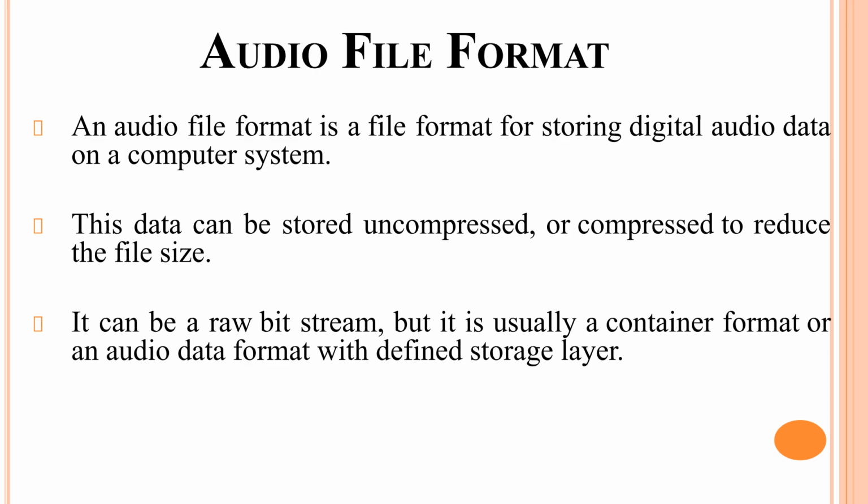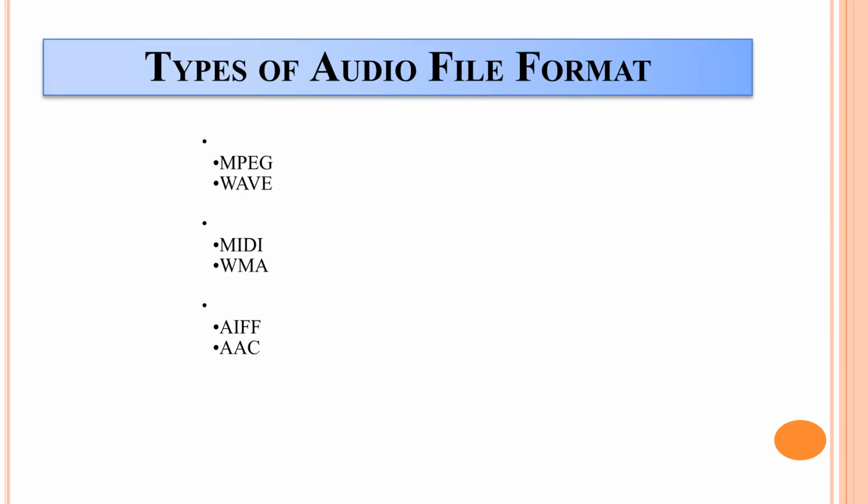An audio file format stores digital audio data, which can be uncompressed or compressed to reduce size. It often uses a container format or an audio data format with a defined storage layer. Types of audio file formats include MPEG, WAV, MIDI, WMA, AIFF, and AAC.